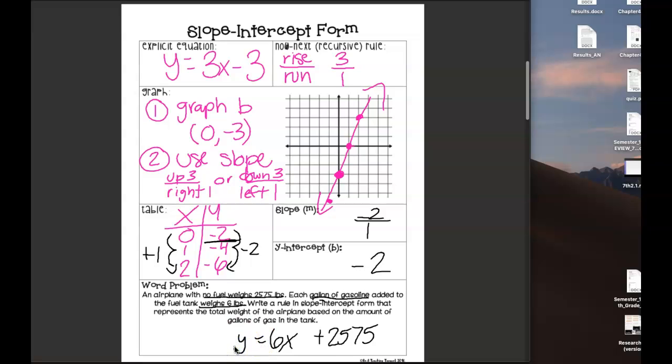weight y. So over on this side, let's write x equals gallons of gas. And our y represents what again? The weight. Yep, total weight. Questions on that problem? Perfect. Okay.